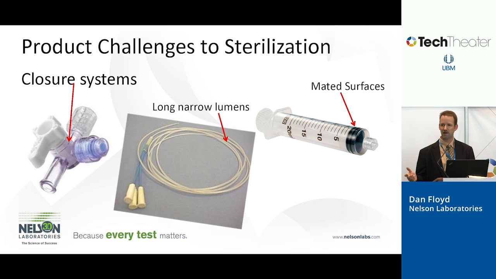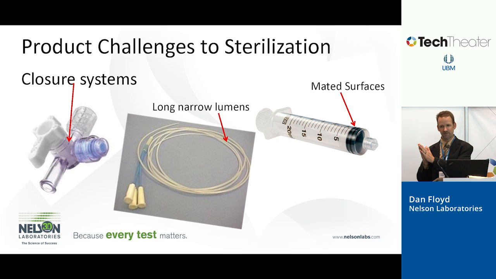Things like stopcocks or closure systems, anything that has caps that close off the device, is going to restrict the gas getting into that part of the device. These are areas that we're going to challenge on the product. If you have lumens, long, narrow lumens, again, somewhere where the gas is going to have to get down into that hard to sterilize part of the product. These are all things you have to look at and determine if you can sterilize it with ethylene oxide or not. Mated surfaces is another one.